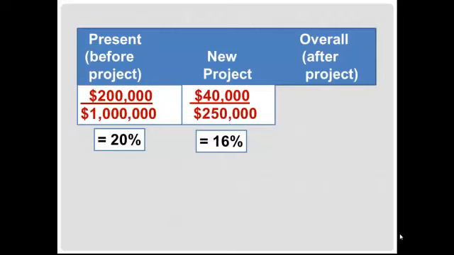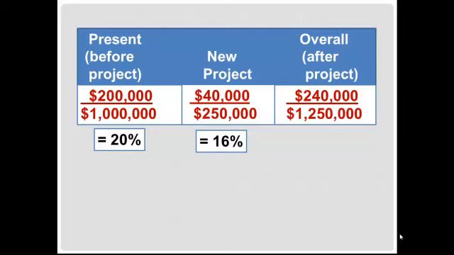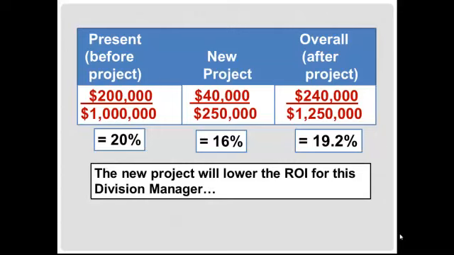But let's look at what happens to the overall ROI of the division if they make this investment. Income will become $240,000, and assuming this $250,000 is an additional investment, the average operating assets become $1,250,000. So when we crunch these numbers, we find out that the ROI becomes 19.2%. So when we evaluate this, the new project is going to lower the ROI for the division manager.